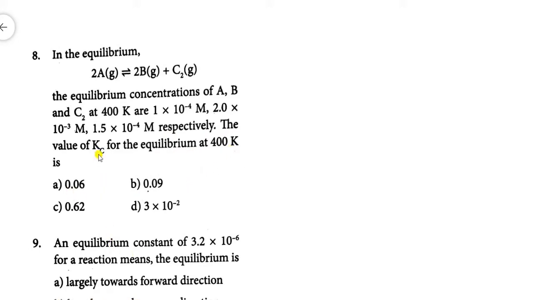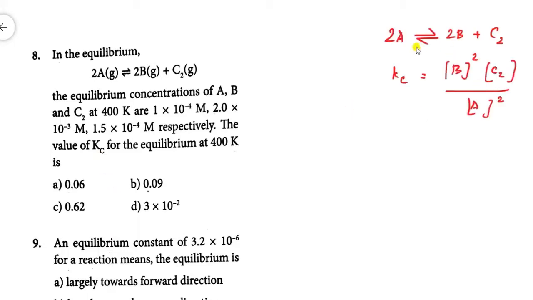It is very simple, direct calculation. What is the equation given? The given equation is 2A gives 2B plus C2. By writing the equilibrium constant, Kc is equal to concentration of B power 2, the coefficient, and concentration of C2 at equilibrium, divided by the concentration of A power 2 at equilibrium.